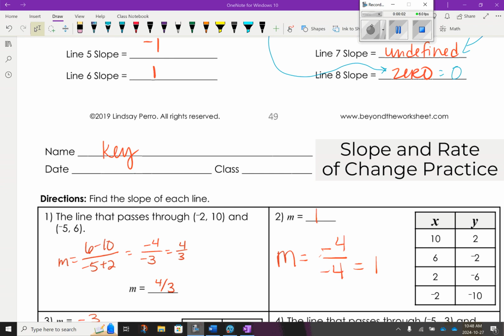In this video, we're going to take a look at the answers from 4.3, the slope and rate of change practice problems. All right, so let's go through it here. For number one, the slope there is 4/3.